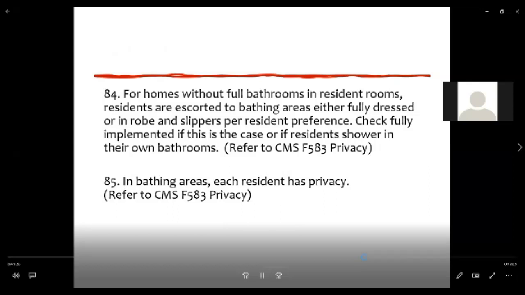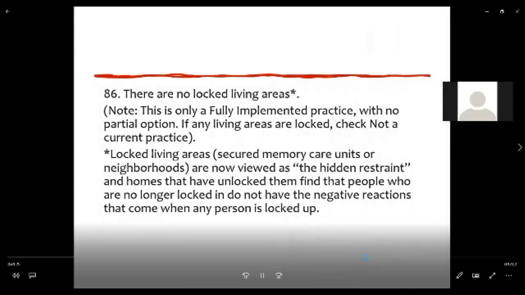Okay, and then next we have no locked living areas, everybody. Yeah, we mean that. So a locked living area, we mean a secured memory care unit or secured memory care neighborhood. Did you know that these are now being viewed in our movement as, quote, the hidden restraint? And the homes that have unlocked them find that people living in those areas, I won't say units, that's an institutional word, but people living in a locked neighborhood have a lot of what we call behaviors, which is unfair to them, because how many of you would have a negative behavior if you were locked up? I think I would. How about you? And so I just need you to start hearing that, and homes are doing it, and it's now part of the artifacts tool as well.